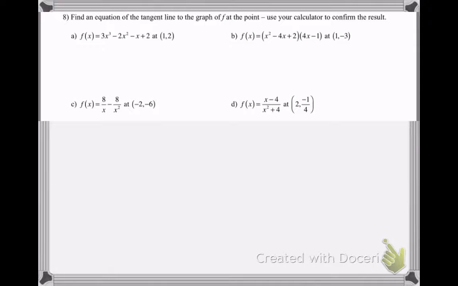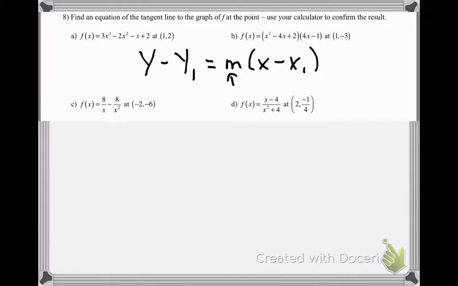So right now I am on page 35 and I'm looking at part 8, or question 8 if you will. And we're talking about finding an equation of a tangent line at a point. So let's look at question C. I've got a function f of x equals 8 over x minus 8x squared at negative 2, negative 6. And as we talked about in class, when you want to write an equation of a line, you need a couple things. You need a slope and you need a point, right? We can use that good old point-slope formula, which I'll write here again, y minus y1 equals m(x minus x1).